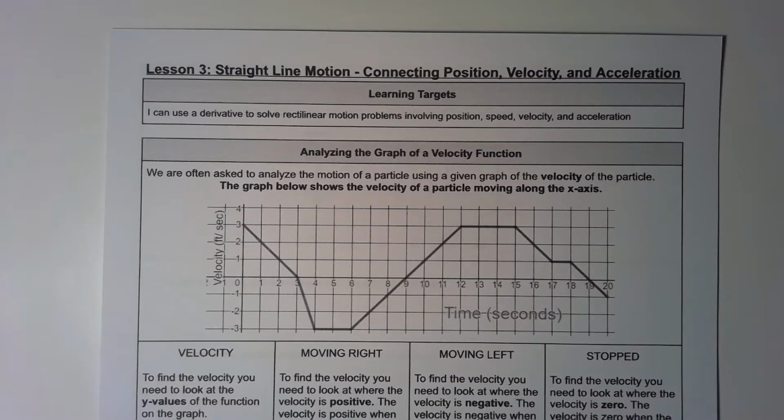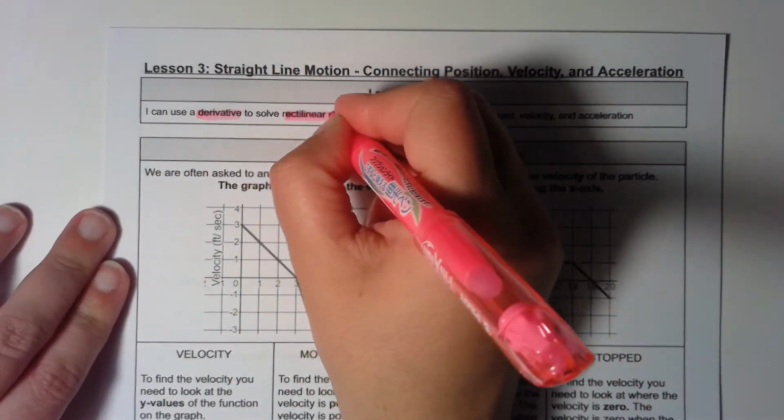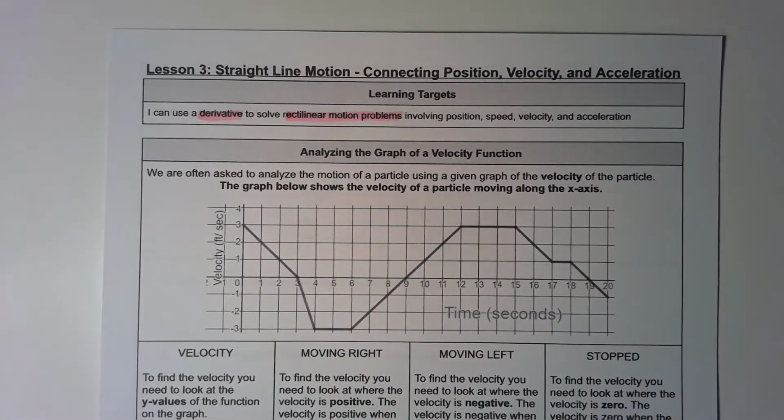Everybody, and welcome to Unit 4, Lesson 3. Now, this is going to be a continuation of our previous discussion about straight line motion. So our learning target is the same. We're going to be using derivatives to solve rectilinear motion problems, and we're going to be looking at position, speed, velocity, and acceleration. Now, what we're going to be doing today, which is a little different, is that we're going to be analyzing the graph of a velocity function.